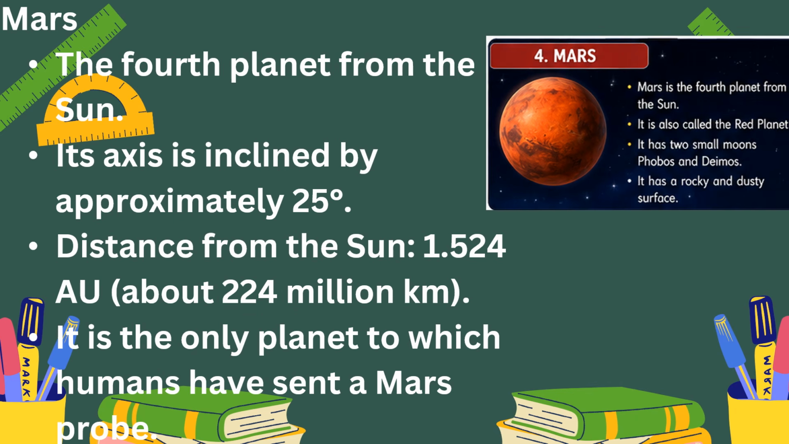The next is the fourth planet from the Sun, that is Mars. It is also called the red planet, and its axis is inclined by approximately 25 degrees. You all must have heard about the probe which was sent to Mars. Are you all aware of the movie Mission Mangal? In that movie, they had sent a craft to Mars. You all saw in that movie how it was not successful earlier, and later it was launched in 2013 under MOM, that is the Mars Orbiter Mission.